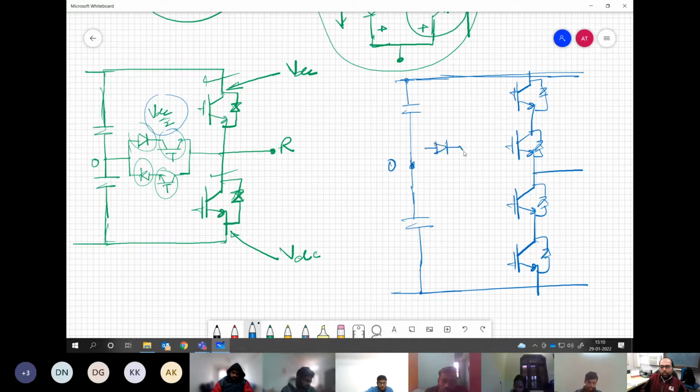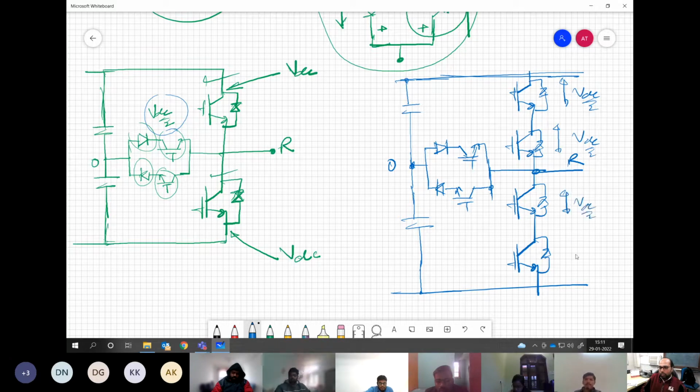So what we have basically is that we can make all the ratings equal and we can have an arrangement something like this. Okay. Now each device here is rated as blocking voltage capacity of VDC by 2. And here also all the devices are VDC by 2. Now we have uniformity.